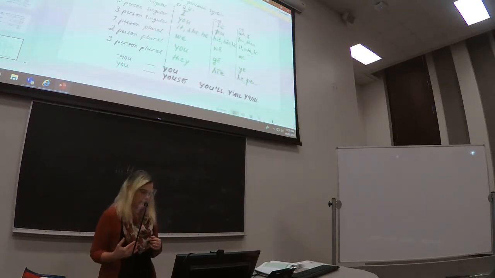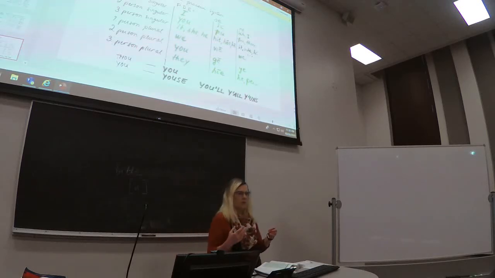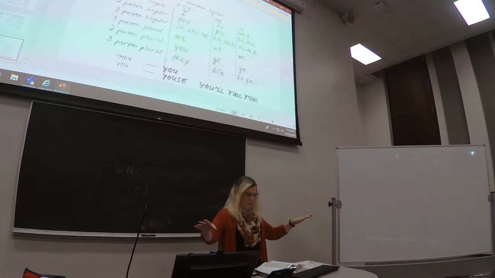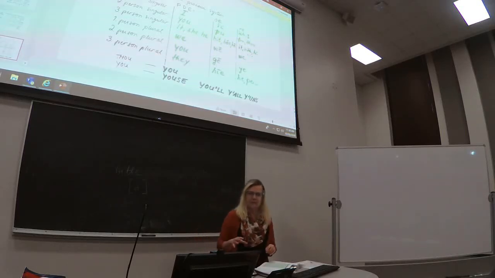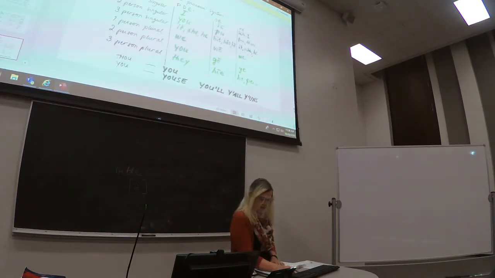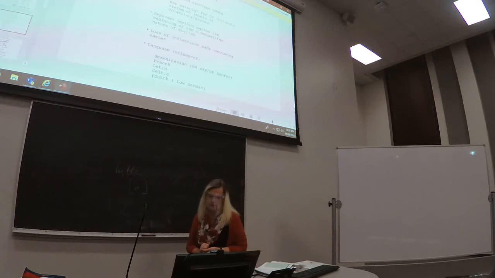So you see that thou and ye, in Middle English still, made the distinction of whether I'm saying this to one person or y'all. The non-standard varieties have dealt with this really nicely by differentiating it. That's an interesting internal fix that these varieties have done.